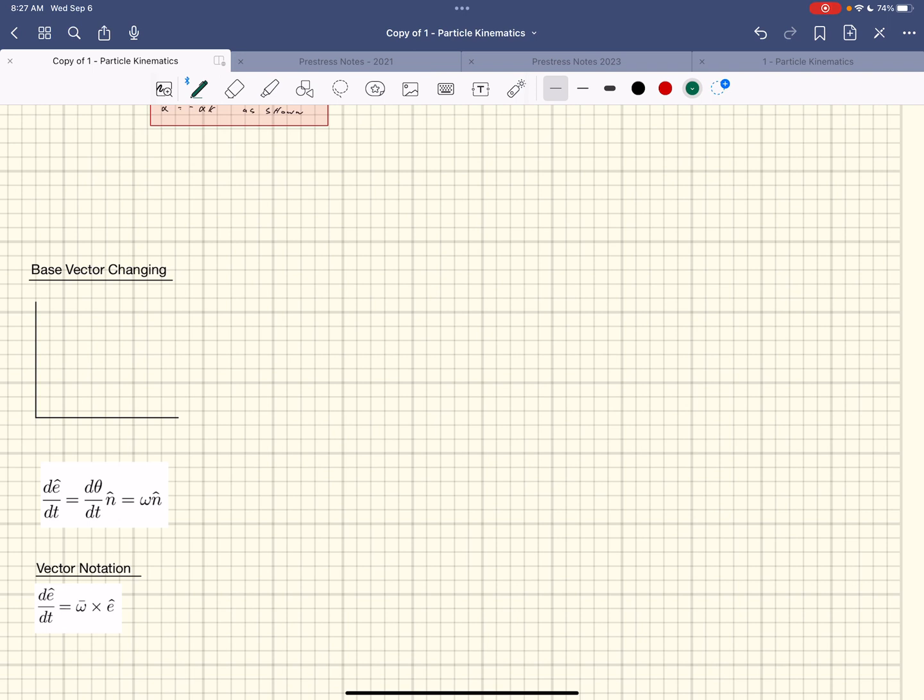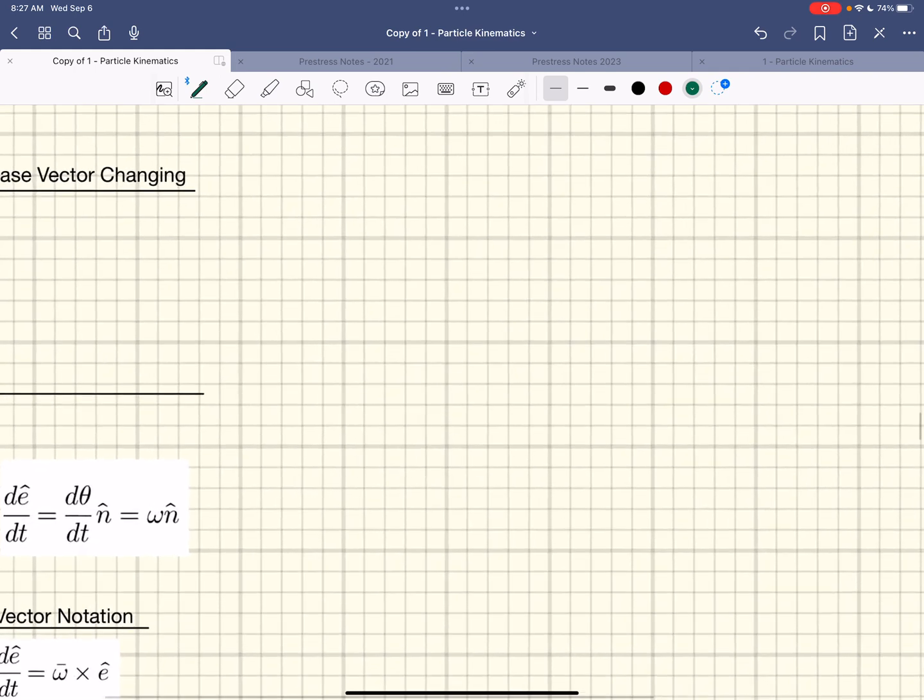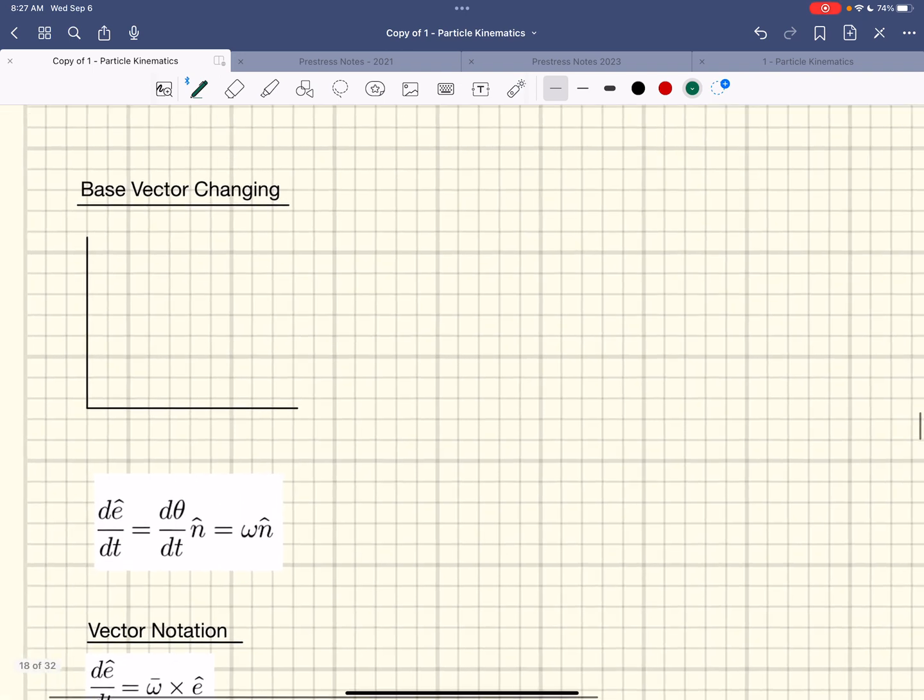In this particular case, the next one, our coordinate system is moving with the particle, and so when we take the derivative of the base vector, it is something. So let's talk about what that's going to be. The textbook has a big section on this, but let's just draw it out here.